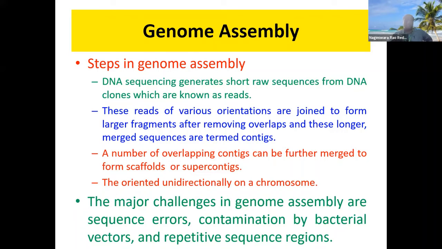So we have seen that first we check the quality of the reads. Second, we join the reads into contigs. How did we do it? We found the overlaps, removed the overlaps, and merged the sequences. This is what we followed in assembling the reads into contigs. Now the same methodology is followed: the overlapping contigs can be further merged to form scaffolds or supercontigs, and these supercontigs are the oriented unidirectional chromosomes. This is what we have learned in genome assembly.